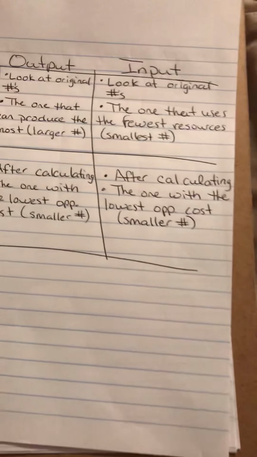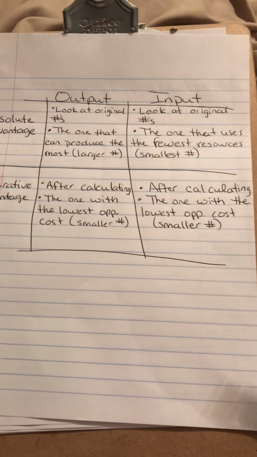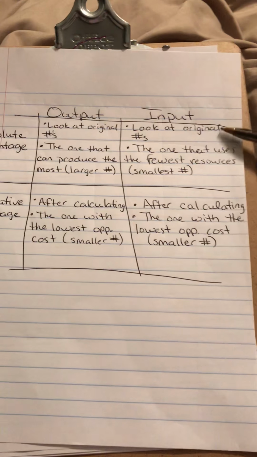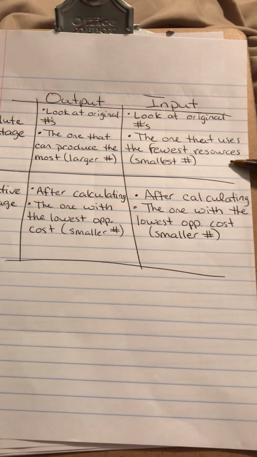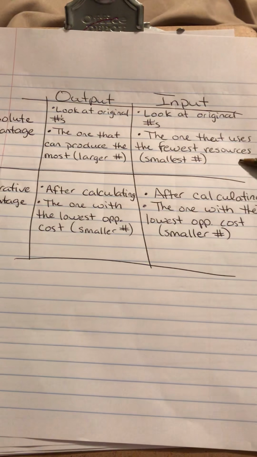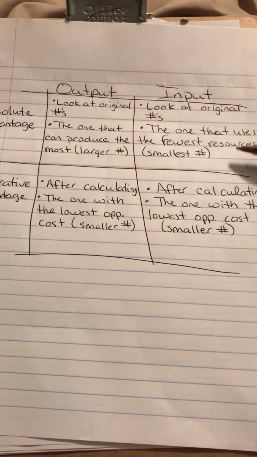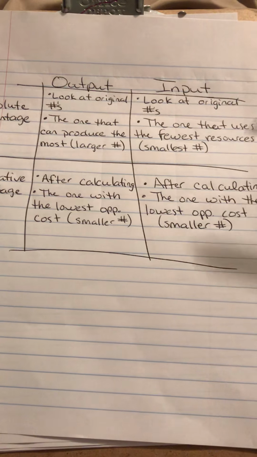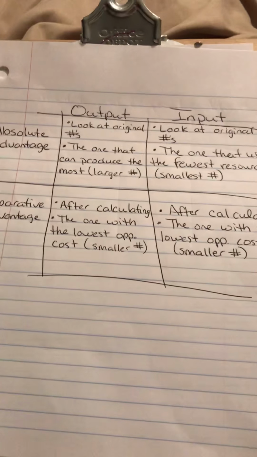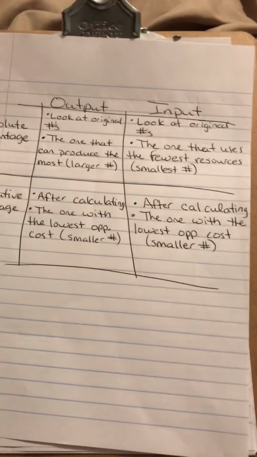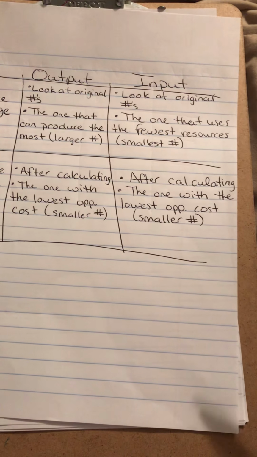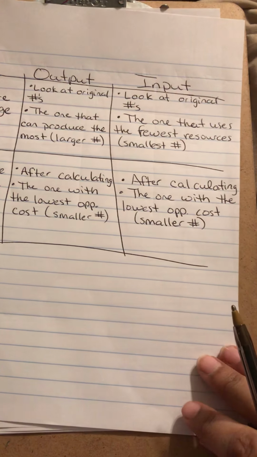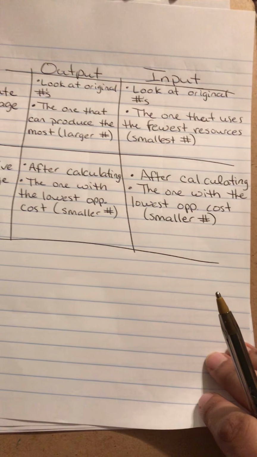In an input question, for absolute advantage, again, we're looking at the original numbers, and we're looking for who uses the fewest resources to create the products. You're looking for the smaller number. Who takes the least amount of time to do something, if it's a time question. For comparative advantage, it's the same for both. It's after the calculations, and you're looking for the lowest opportunity cost. Who gives up the least?